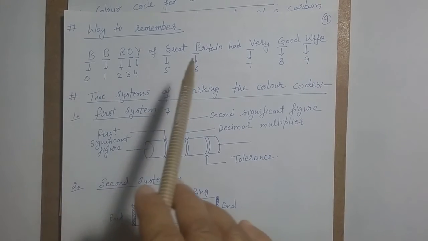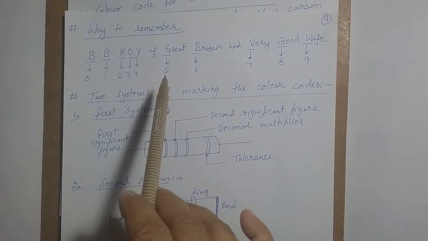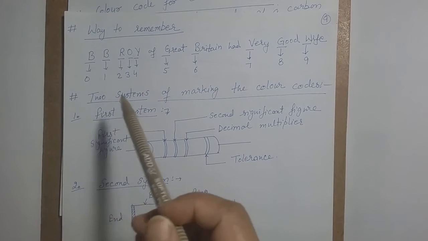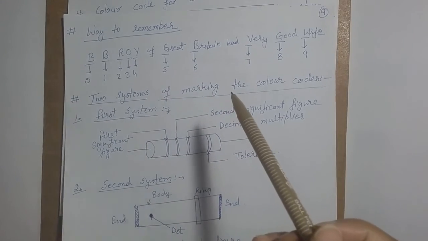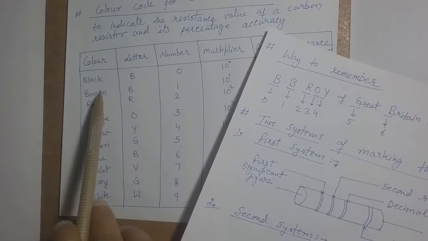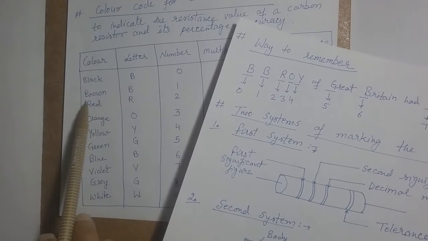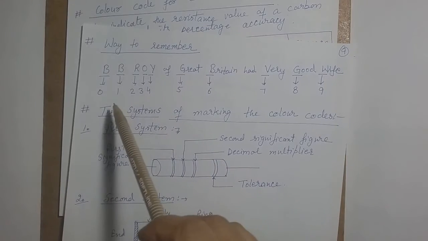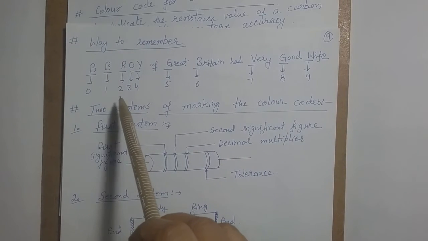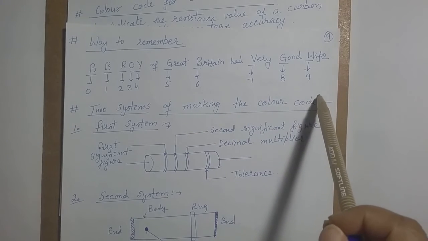Now there are three B's in this phrase: B, B, B. And we have three different colors for these B's: black, blue, brown. So the first one is black, next one is brown, and the last one is blue. Then the numbers are 0, 1, 2, 3, 4, 5, 6, 7, 8, 9.